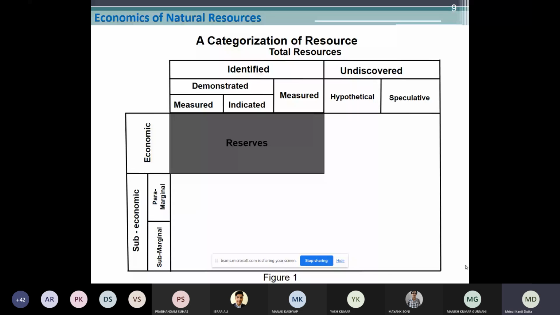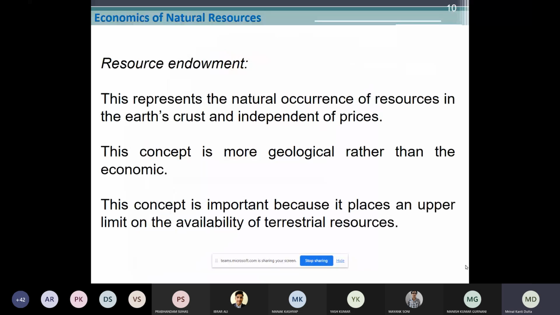Another concept which is used in case of natural resources is the resource endowment. In case of resource endowment, we basically try to find out the maximum amount of the natural resources available in the Earth's crust, and this is independent of the price. In essence, that is the maximum or upper limit of the resources that might be available in the environment. So this will be more of a geological rather than economic concept.